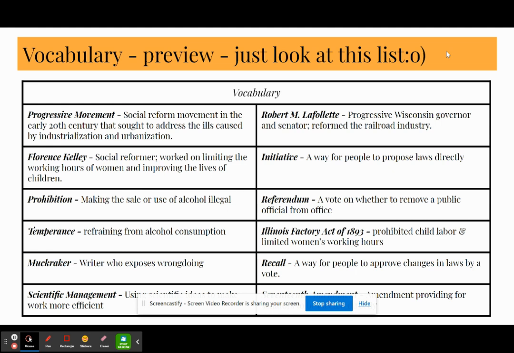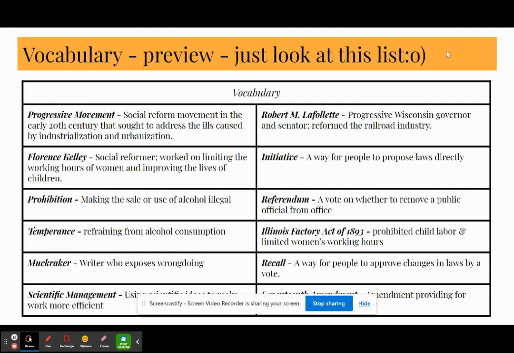So we're going to talk about the progressive movement today, which was a social reform movement in the early 20th century that looked to fix the problems that came with industrialization and urbanization. Florence Kelley was a social reformer. She worked on helping children and women in the workforce. Prohibition, we'll talk about, which was making the sale or use of alcohol illegal. Temperance, which was the idea that you don't drink alcohol. So a temperance movement meant that you would refrain from alcohol.